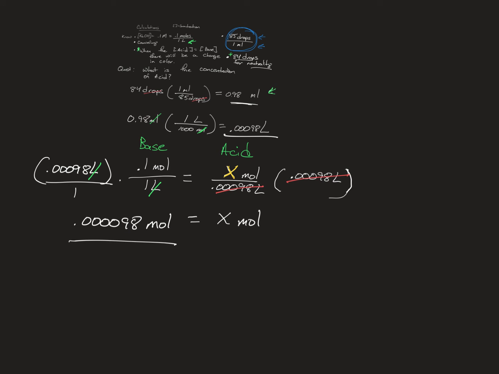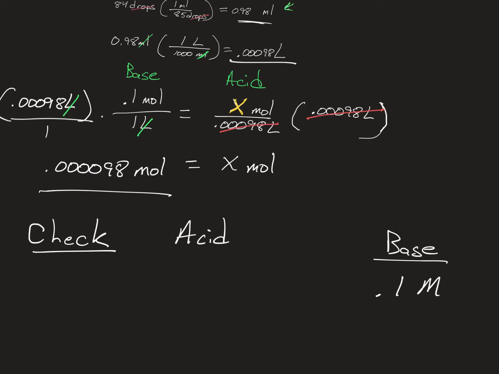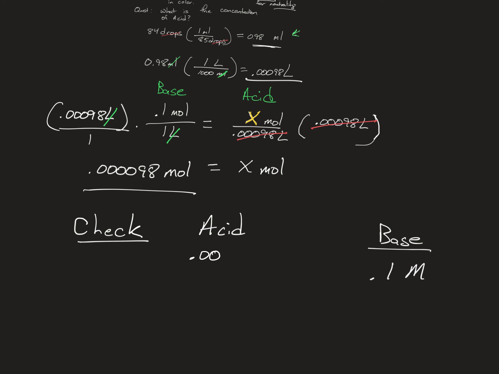So that's great. Now let's check our answer. Something we like to do in science is make sure we're right. We said that the sodium hydroxide, the base, was 0.1 moles per liter, right? In fact, we can just use molar, moles per liter. So what was the acid concentration? Well, the acid concentration is 0.000098 moles divided by 0.00098 liters.